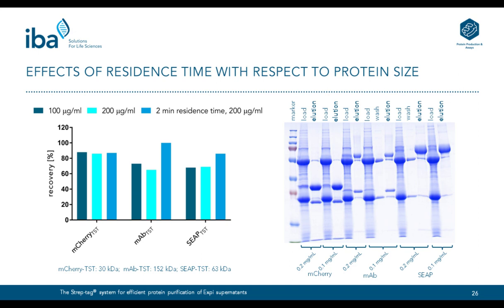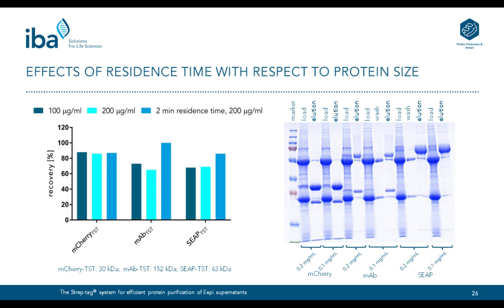We achieved a recovery of around 90% for mCherry, but you can see that the recovery was lower here, a little bit below 80% for the monoclonal antibody and the secreted alkaline phosphatase. And again, we were wondering how this would change if we increase the residence time. So we did increase the residence time again.